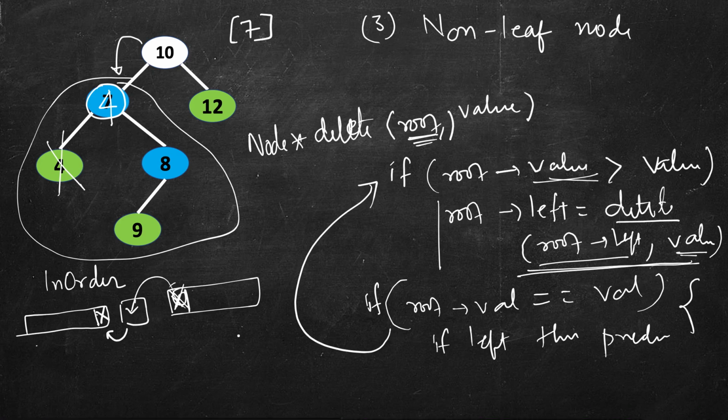Now let's look at the case where left is not present. It's up to you, first you check right or left. If you first check the right, you have to pick the in order successor. In order successor is the smallest among these. In order predecessor is the largest among these. So if you copy one of these to this root node and then delete this, the search tree shall be valid.